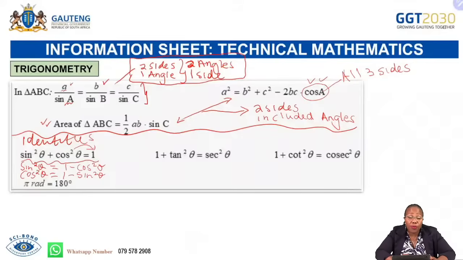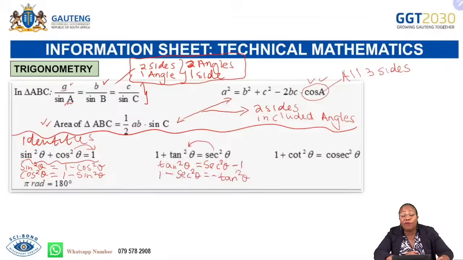Okay, and then also we have 1 plus tan squared theta equal to the sec squared theta. You can also play around with this one. You can take 1 to that side and then leave the tan squared theta here. And then you'll be having the sec squared theta minus 1. So grade 12, that is how you can play around with this. Or you can take sec to that side, it will be 1 minus sec squared theta, which will be minus tan squared theta. It doesn't matter, grade 12, how you play around with this. You are more than welcome to do that.